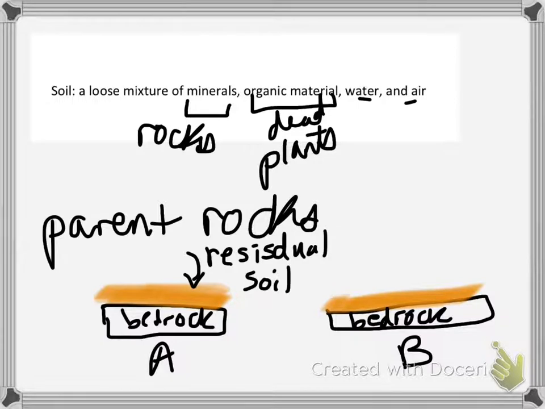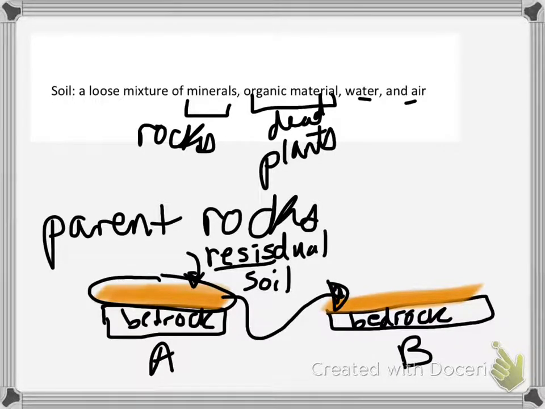It is residing, or living, staying where it was formed. However, if weathering should happen, and then erosion of the soil happens, this soil can be transported and come over to location B, where it is now called transported soil.